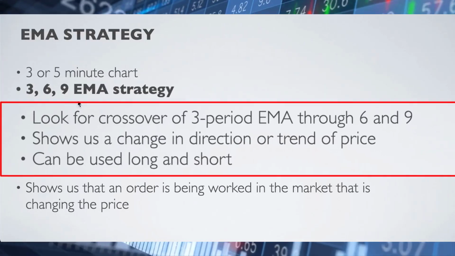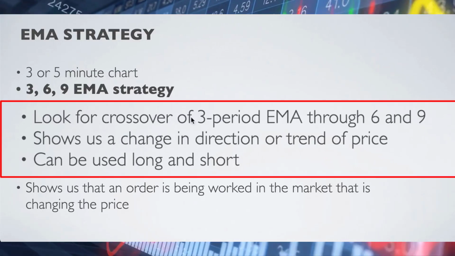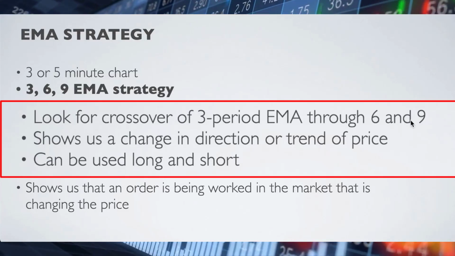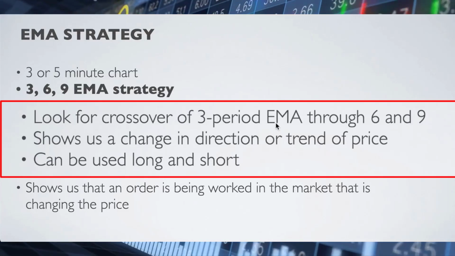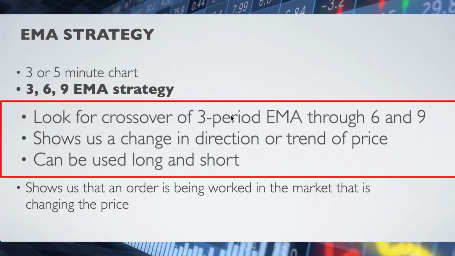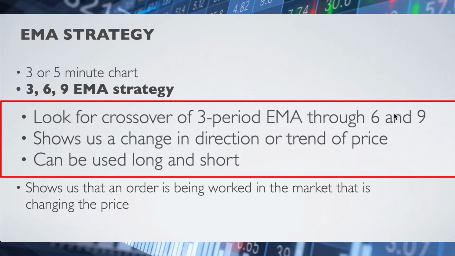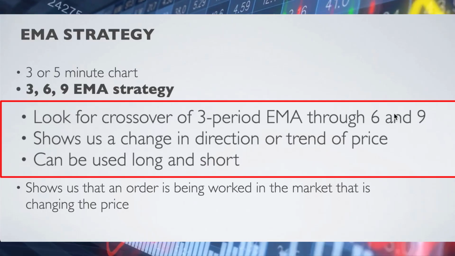But really what we want to do is look for a crossover of the 3 period EMA through the 6 or 9 period. Without going too much into exponential moving averages, essentially the shorter time period will track the price more closely, and the longer the time period that you're looking at, the more it will smooth out price movements.